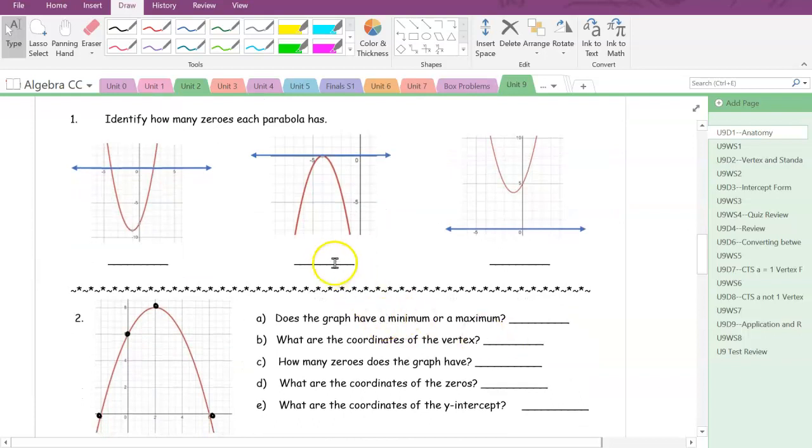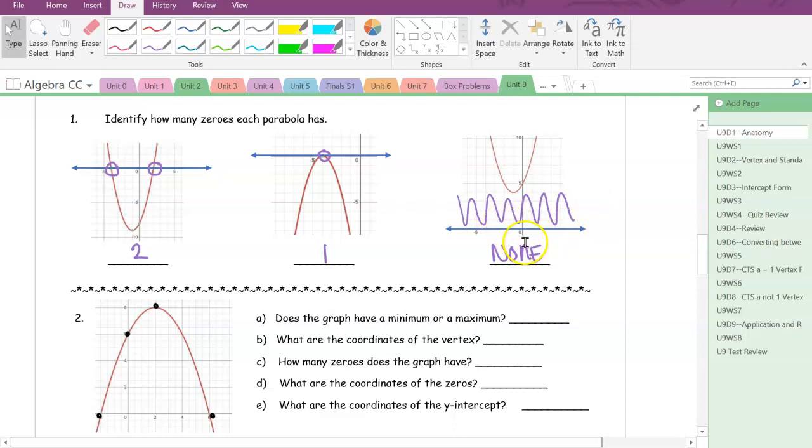What I have here is this blue line that you can see. This is your x-axis, just to make that more clear. When we're looking for how many zeros a parabola has, we're looking for how many times we are hitting that x-axis. So in this situation, we have 2 of them. In this situation, we only have 1. And this would be an example of not having any zeros, because you can see we do not hit that x-axis at all.